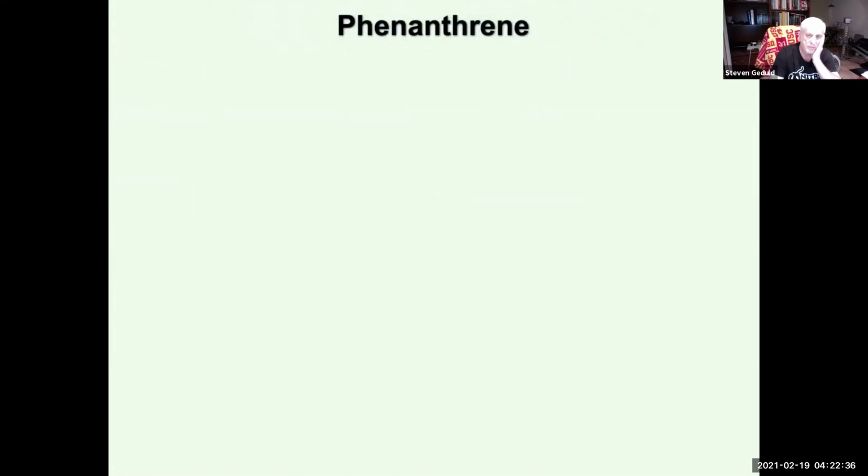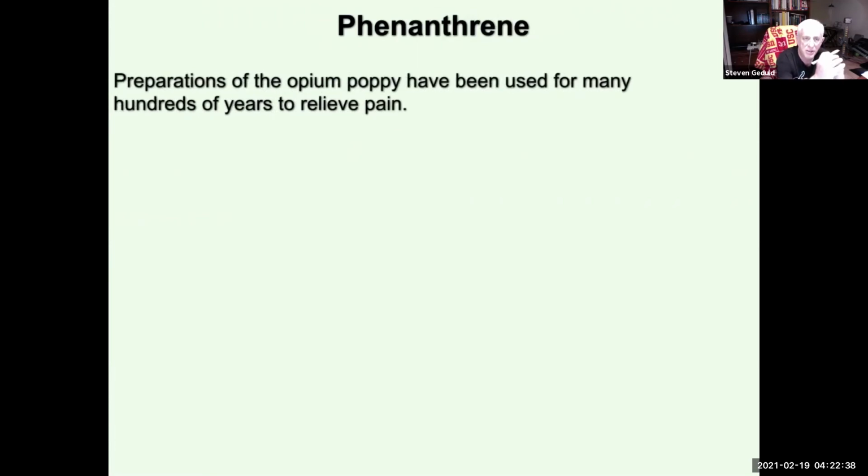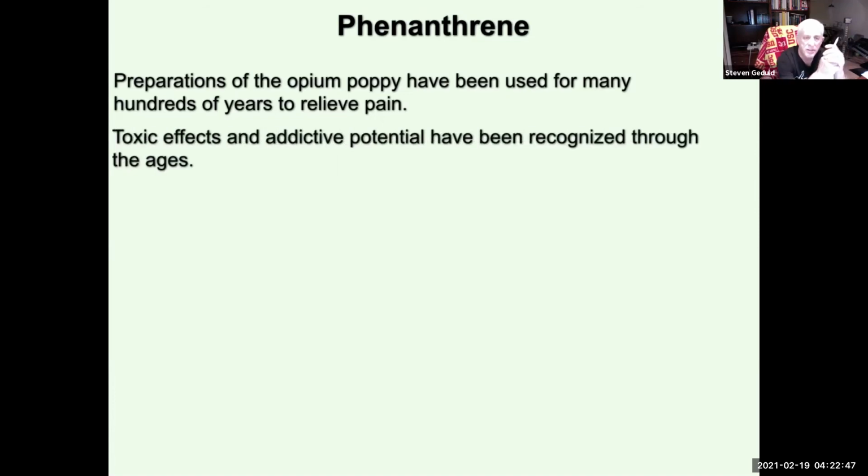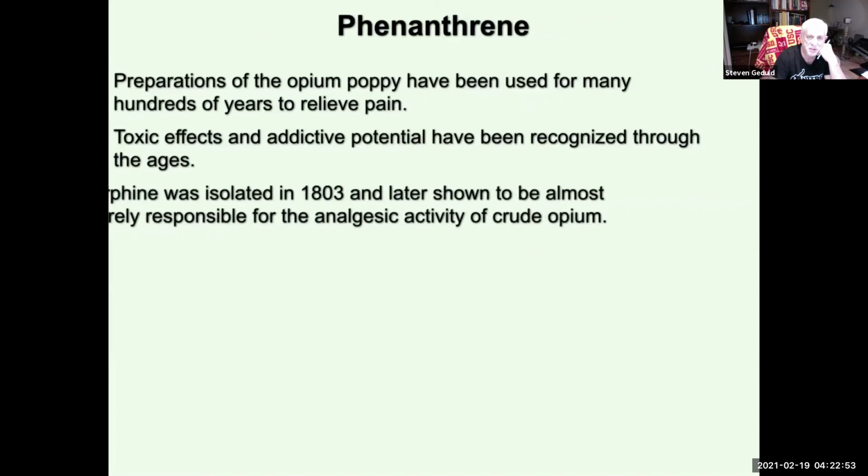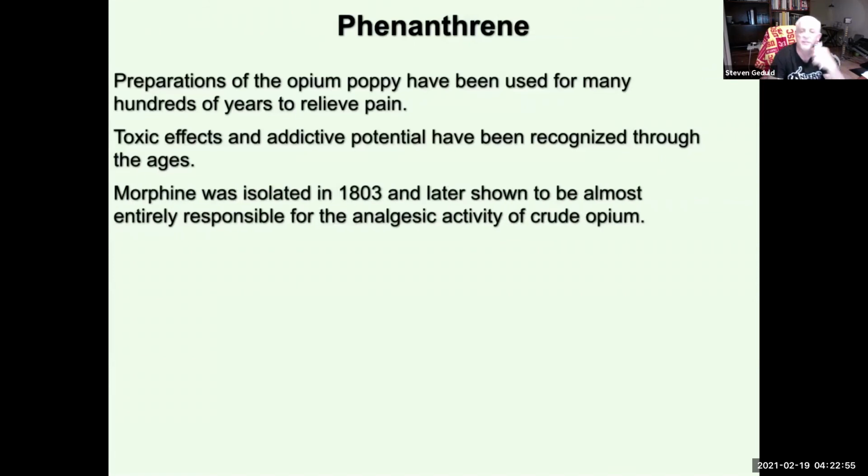Phenanthrene. This is the other last PAH. Preparation of the opium poppy used for many hundreds of years to relieve pain. Okay, morphine. Toxic effects and addictive potential have been recognized throughout the ages, as we use it for preparation of these opium poppies. Morphine was isolated in 1803 and later shown to be almost entirely responsible for the analgesic activity of crude opium. So morphine is the active ingredient.